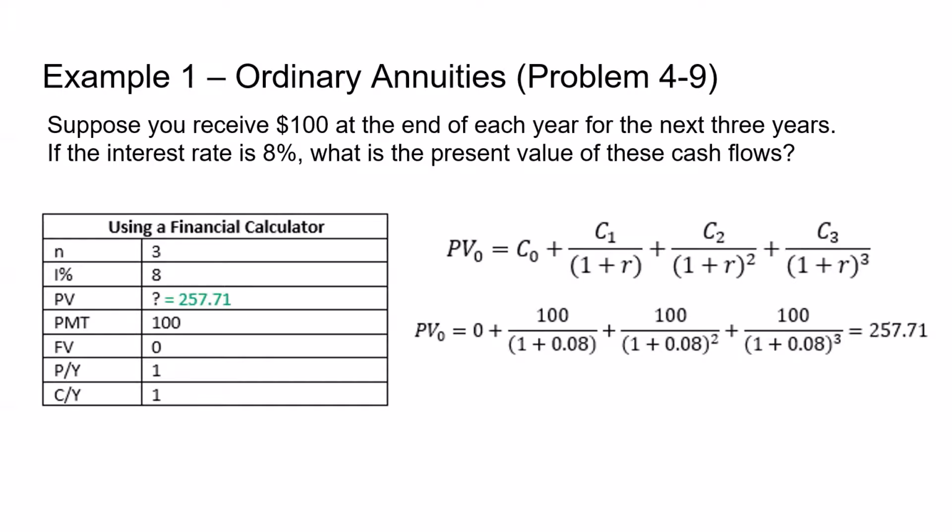This gives us a present value of $257.71. We can also use the formula method on the right, and we would get the same answer. Because the first cash flow is in year 1, this formula gives us the present value in year 0, meaning today, which is what we want. Also keep in mind that because there's no payment today, our C0 variable equals 0. The present value of $257.71 means that this is the value today of these 3 payments of $100, assuming an 8% interest rate.